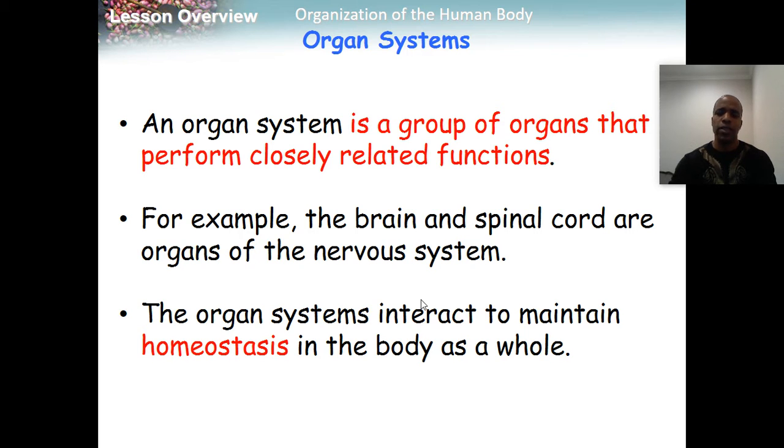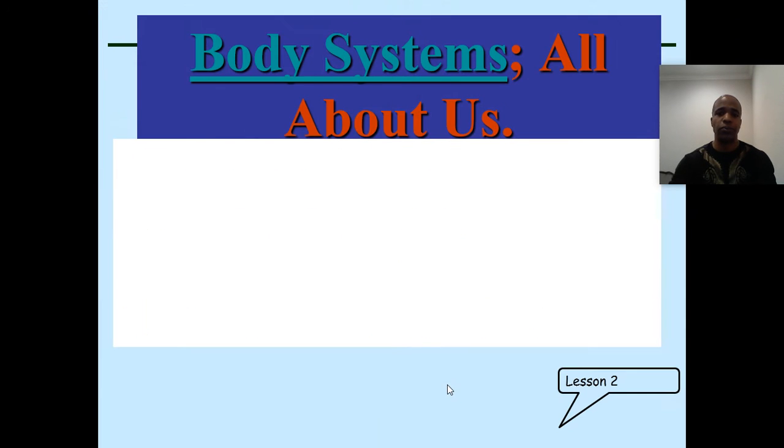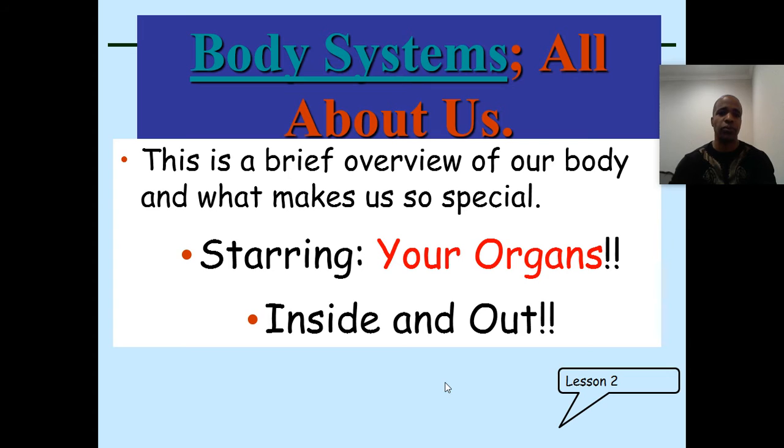For example, the brain and the spinal cord are organs of the nervous system. The organ systems interact to maintain homeostasis in the body as a whole. This is a brief overview of your body and what makes us so special, starring your organs inside and out.